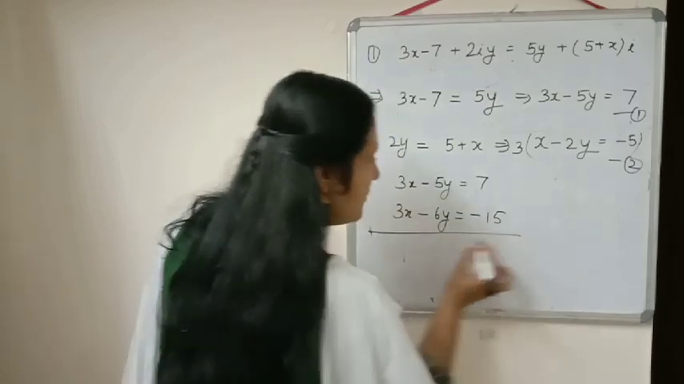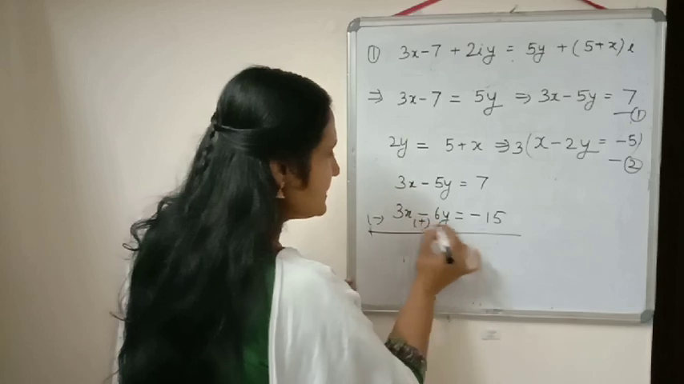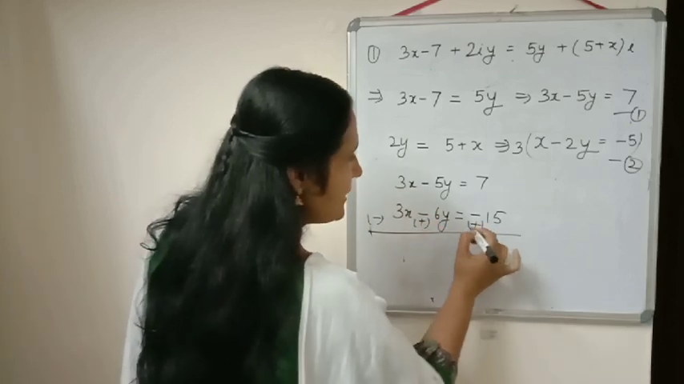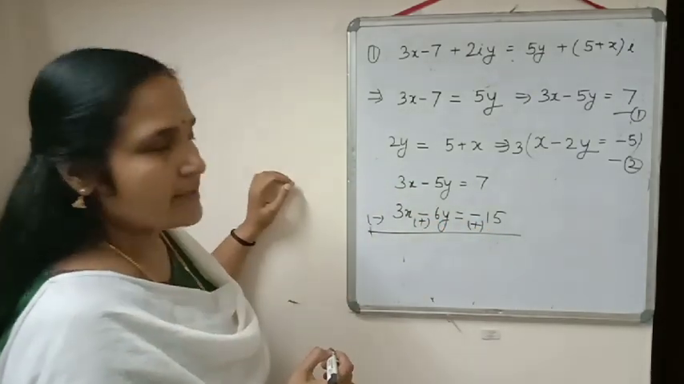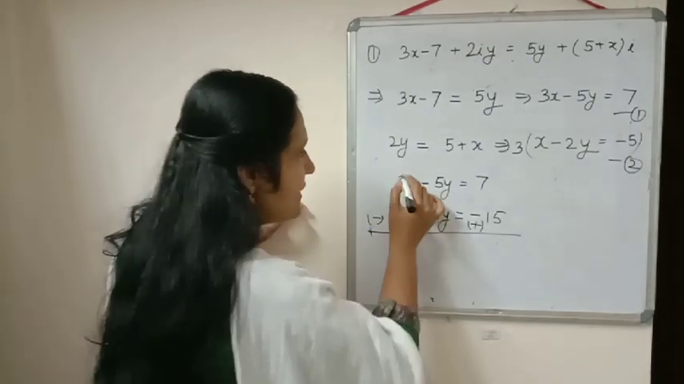Now what we will do? We will do the subtraction. So when we do the subtraction, sign will change. Positive will become negative and negative will become positive. So here 3x and minus 3x will get cancelled.